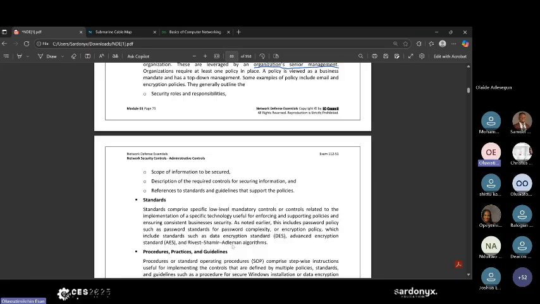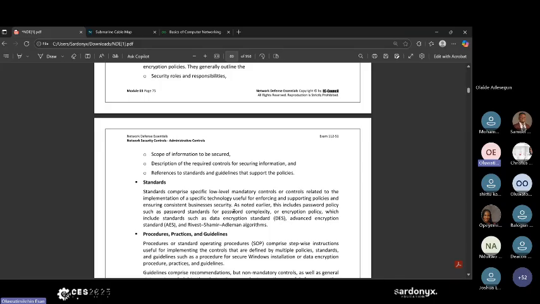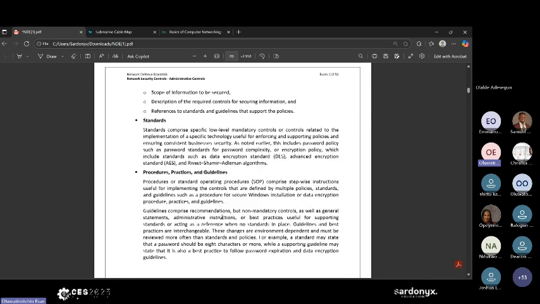Then we have the standards, like I said. Standards also comprise low-level mandatory controls or controls related to the implementation of a specific technology. Example, we have the Data Encryption Standard, we have the AES, we have the RSA algorithm, and we have the practices, procedures, and guidelines. Right? They are standard operating procedures. That means they are stepwise instructions, right? They are also for implementing the controls that are defined by multiple policies, standards, and guidelines.